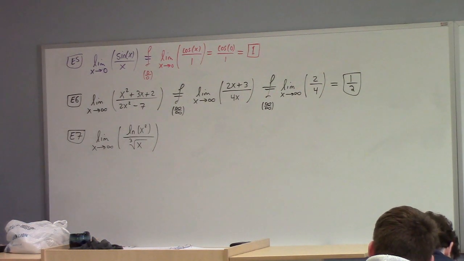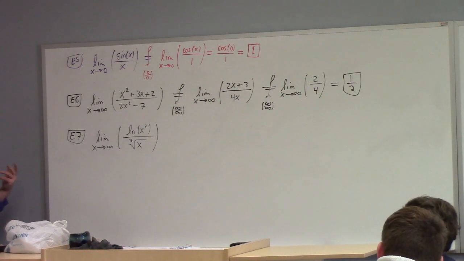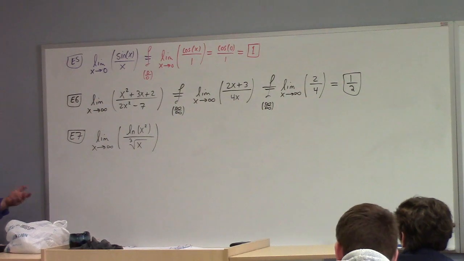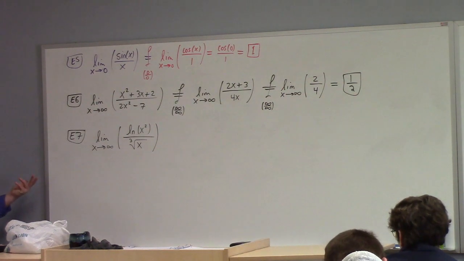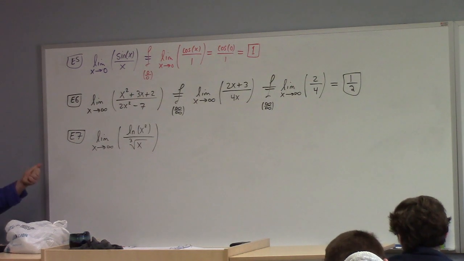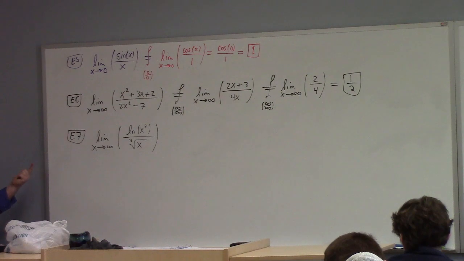How do you guys think we should, first of all, what type of limit is this? Is this an indeterminate form? What are the indeterminate forms? Do you guys remind me? I'll help you out. 0 over 0? Infinity over infinity? What are the others?